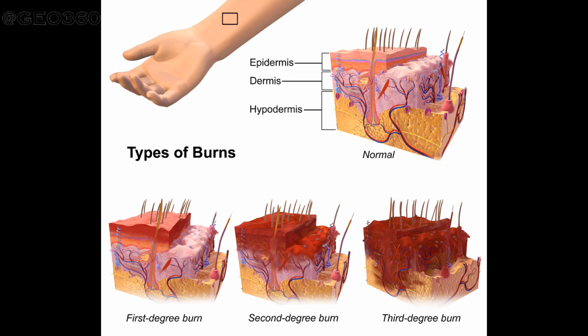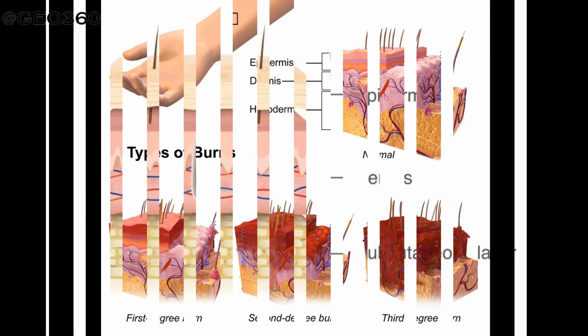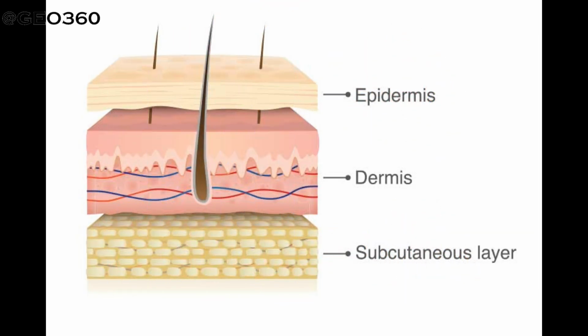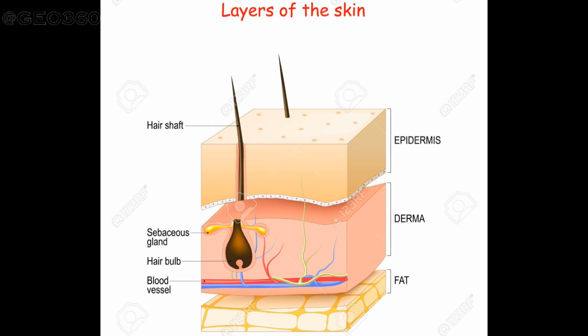Actually, burn wounds are classified into three types based on their severity. They are the first, second and third degree burns. Before explaining them, I would like to make a point clear that the skin is usually made of two layers, which are the epidermis and the dermis. Epidermis is the uppermost layer of the skin and the dermis lies below that.